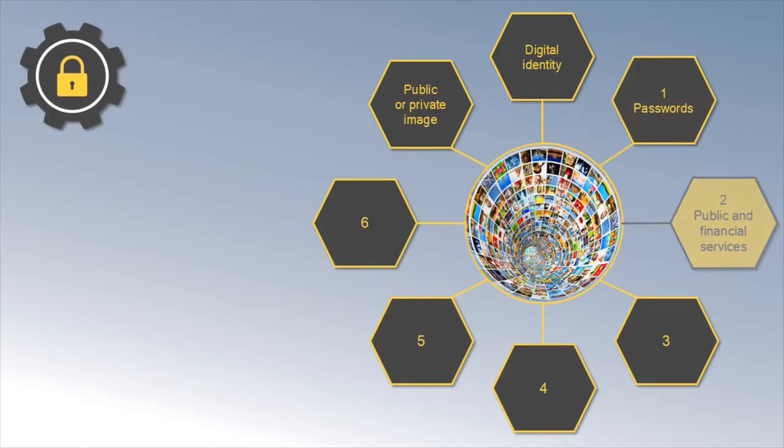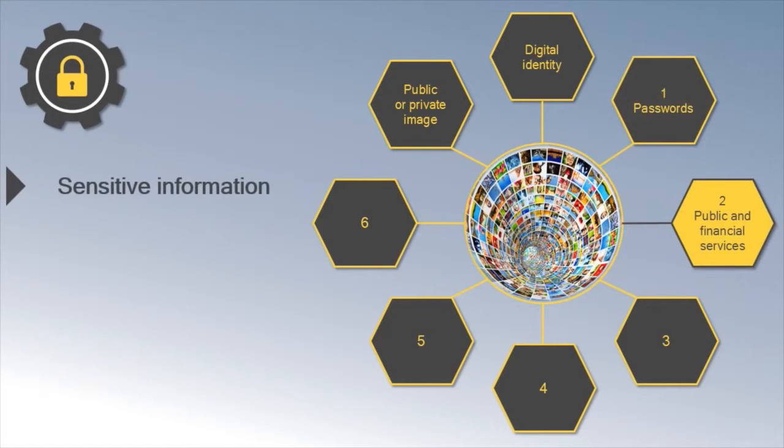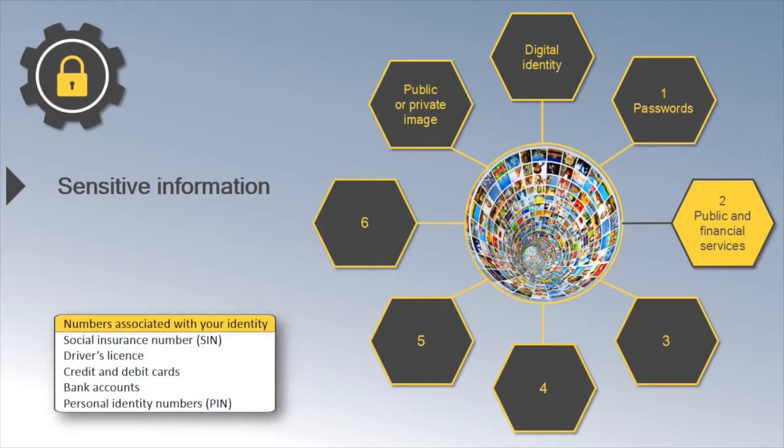The second rule for protecting your digital identity against identity theft is to never send, by email or through insecure websites, sensitive information related to your access to public or financial services. This information includes your social insurance number, your driver's license number, your credit and debit card numbers, the number of your bank account, and your personal identity number. This information is highly sought after by online fraud artists who want to steal your identity.